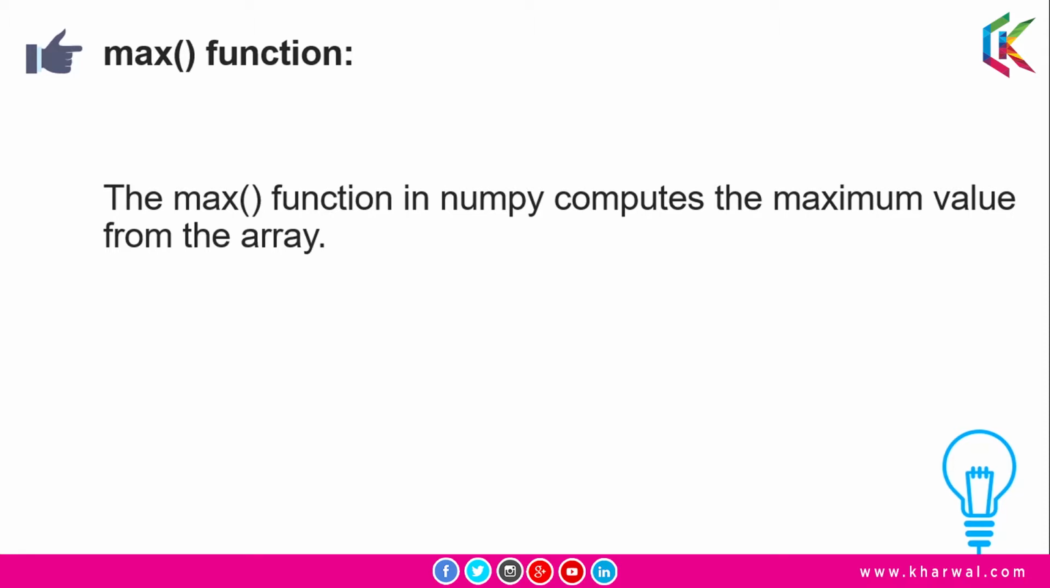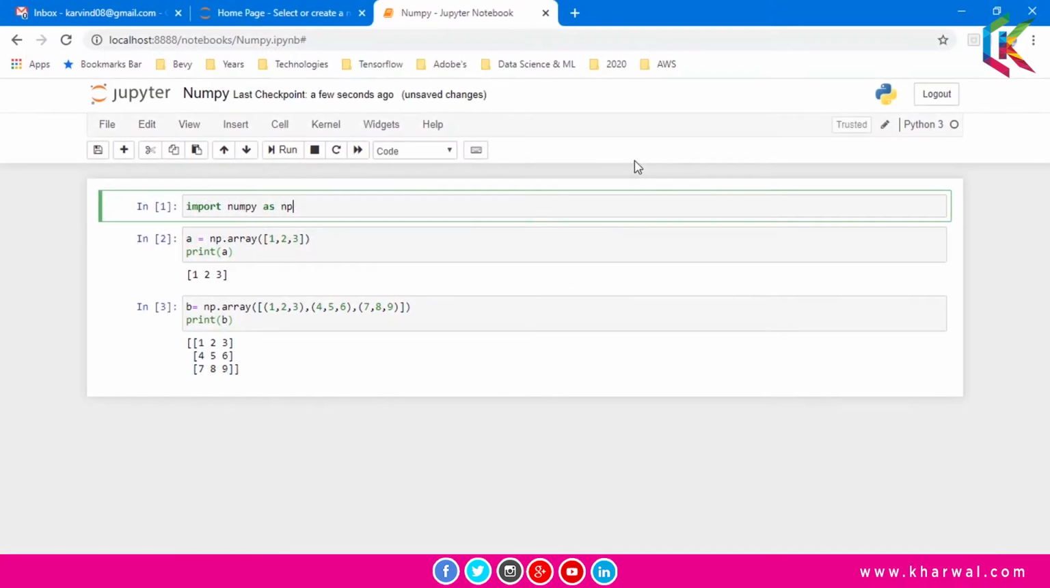So let me open up the Jupyter notebook. So guys, now we are in the Jupyter notebook and I have imported Numpy as np and I have created two arrays a and b. A is a one-dimensional array and b is a two-dimensional array. And now guys, we are going to find out the maximum element from these arrays using the max function.